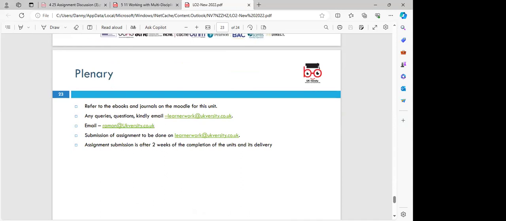So you can read on the Orchidea model, ebooks and journals. Any queries you can WhatsApp on the group, or you can send an email to us. And then also your assignment is 2 weeks from today.